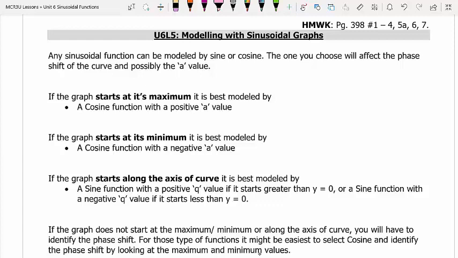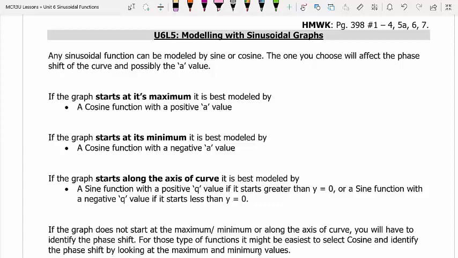Unit 6, Lesson 5, Modeling with Sinusoidal Graphs. So in the last lesson, we learned how to come up with the equation if we're given a graph. We also discovered that it's possible to come up with an equation in terms of sine and an equation in terms of cosine. It doesn't matter which one you use.